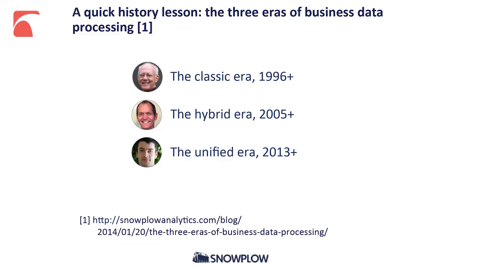And I think different people have different takes on it, but the way I think of it is that there have been three eras of business data processing. I split them into the classic era, the hybrid era, and the unified era. I have rough dates against each of them, and notice that they all say plus on the end, so none of these eras are over. There are companies doing all of these different approaches still and being very successful with them. I've also got little pictures of people I think are defining characters of the eras, but I'll go to those in a second.